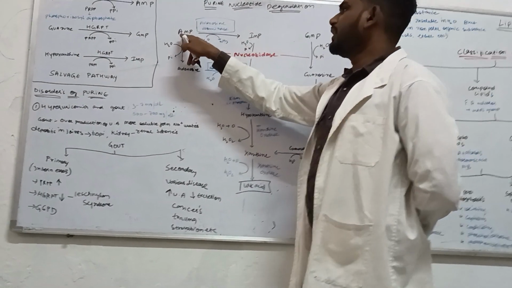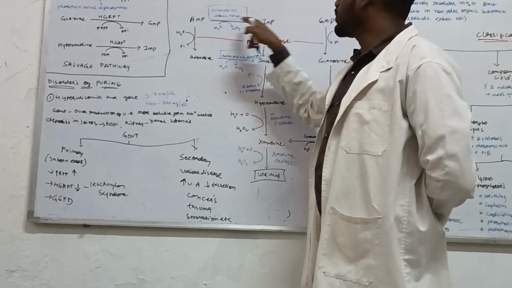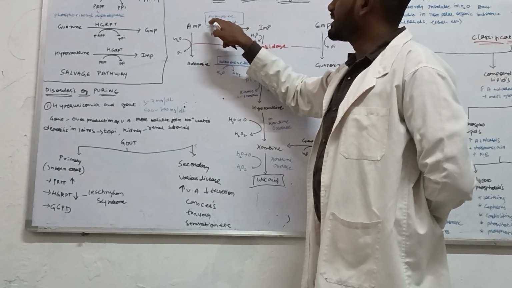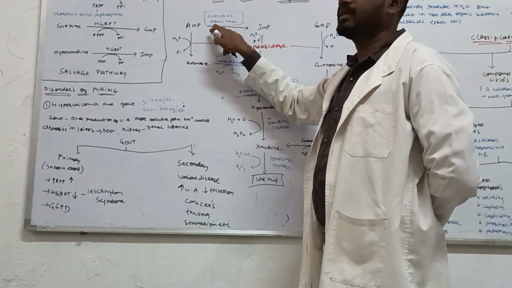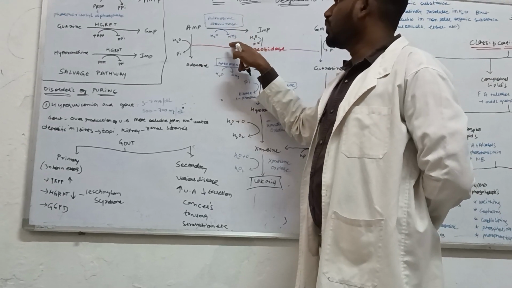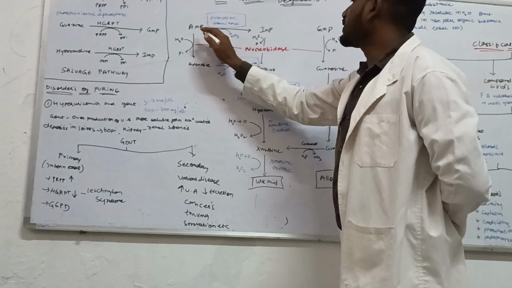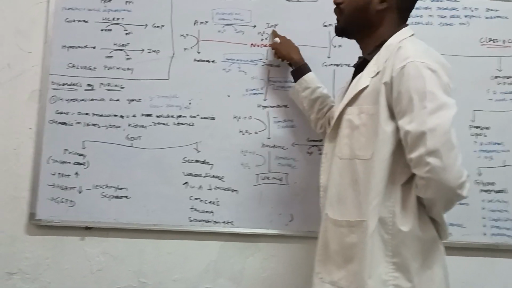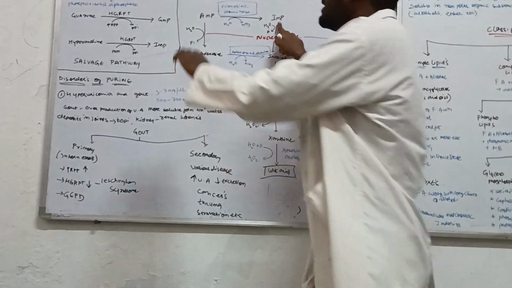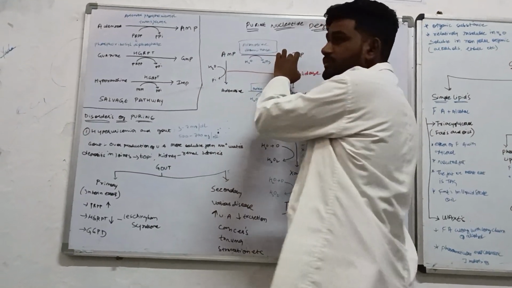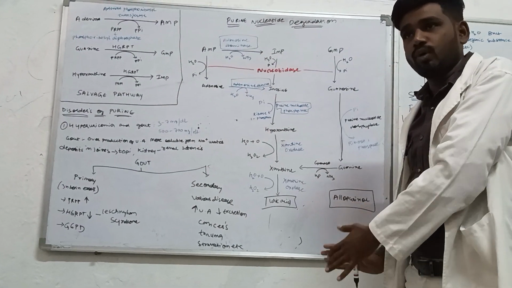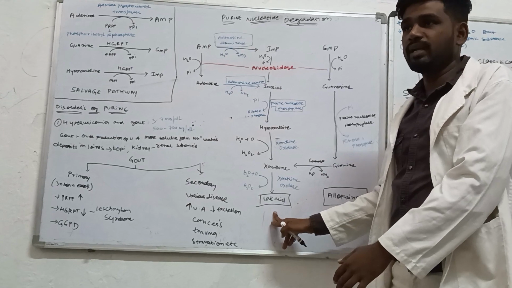Now, this AMP can be converted into IMP in the presence of the enzyme adenosine deaminase. That means the amine group from this AMP is going to be lost, so in response to that, the product formed is IMP. AMP gets converted into IMP, and generally the mechanism in your body flows such that the end product is uric acid.